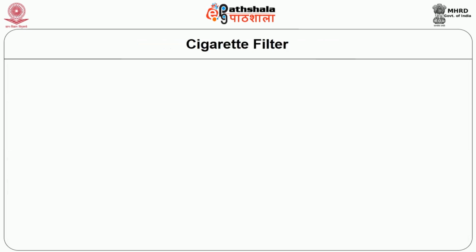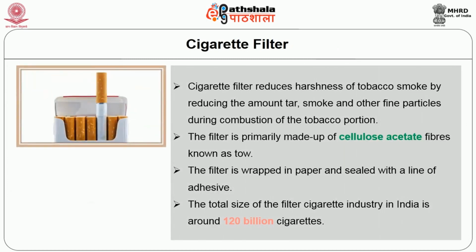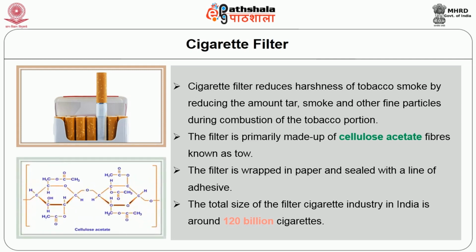The next concept we will be seeing is cigarette filters. Cigarette filters reduce the harshness of tobacco smoke by reducing the amount of tar, smoke, and other fine particles during combustion of the tobacco portion. The filter is primarily made of cellulose acetate fibers known as tow. The fibers are bonded together with a hardening agent, a plasticizer, which helps the filter to keep its shape. The filter is wrapped in paper and sealed with a line of adhesive.